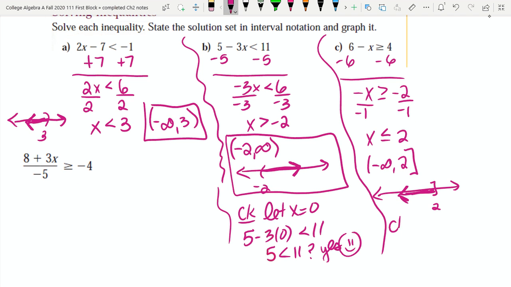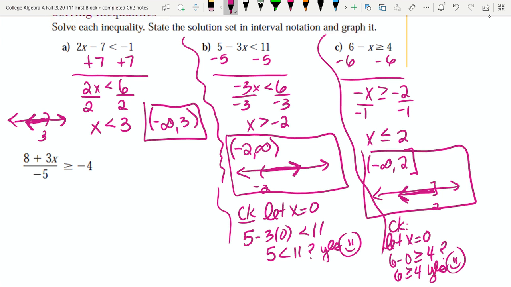So again, let's do a check on this one. So let's let x equal 0. So is 6 minus 0 greater than or equal to 4? Is 6 bigger than or equal to 4? Yes. Good job. So here is our answer.